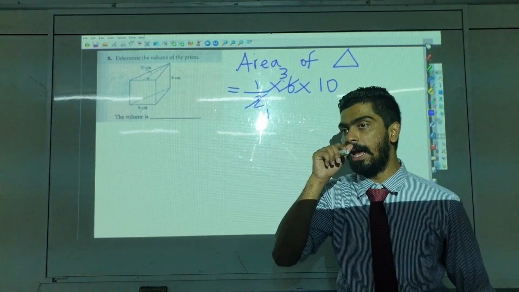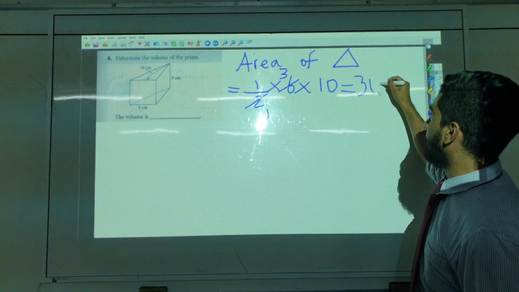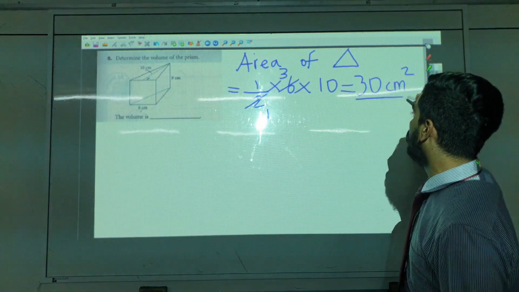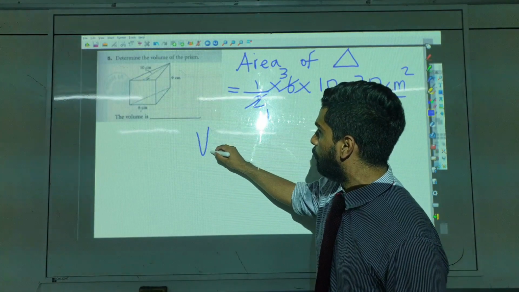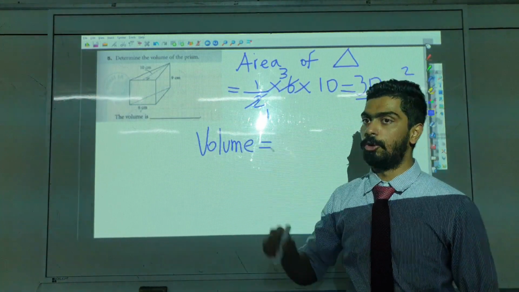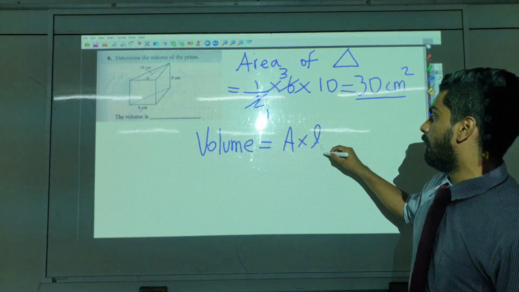What is 3 times 10? 30. What's the unit? 30 cm what? cm square. Very good. Now, how do we find the volume? How do we find the volume? It is A multiplied by L.